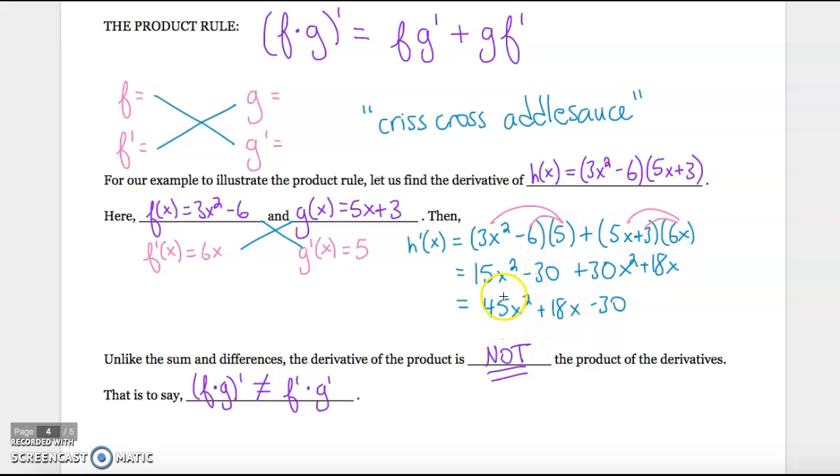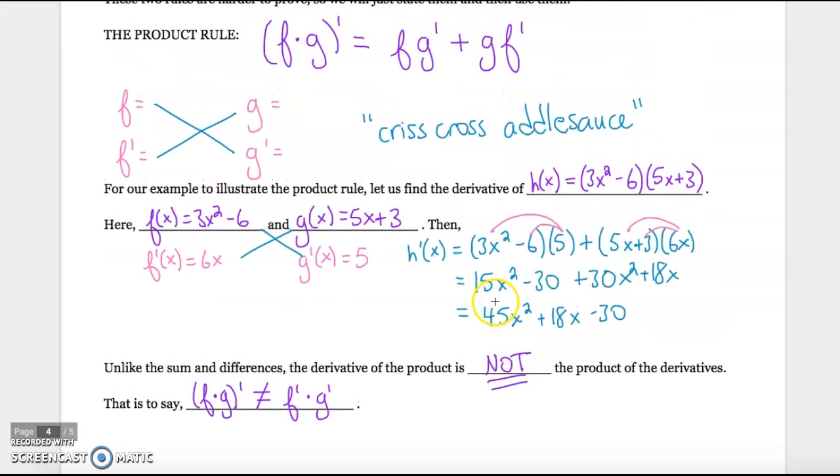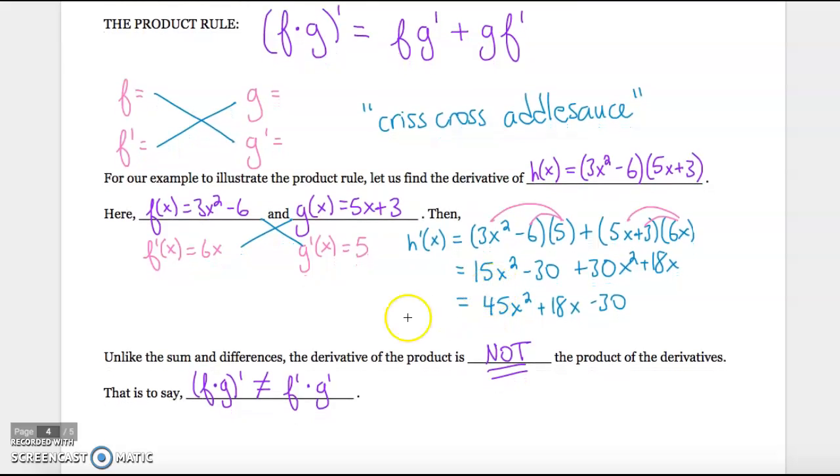Okay, so that is the product rule. So you're going to go ahead and practice with that first, and then I'll introduce the quotient rule.